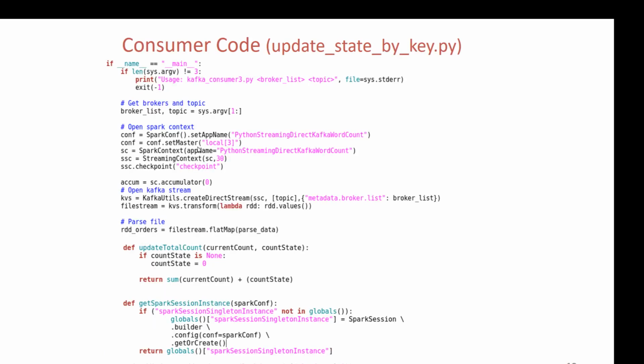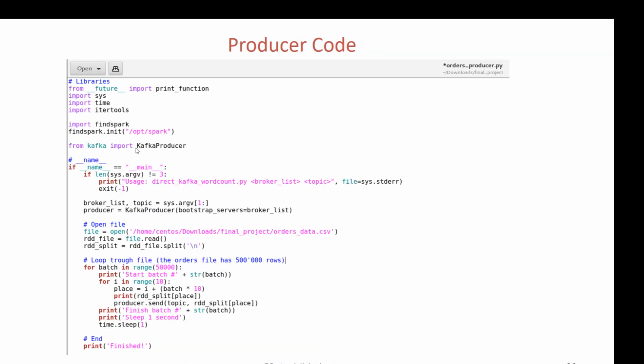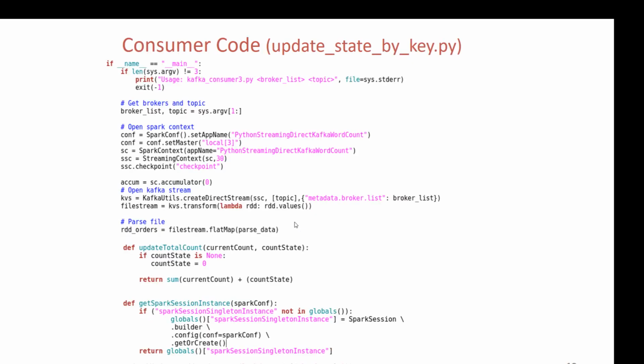I'm not showing all the consumer code right now, but this is one of the consumers, update state by key. And I'm trying to read all the Python. If we go behind, you see I'm using a Kafka producer. With the producer stream, I'm sending data onto the topic. Now, if I'm sending data onto the topic, I need someone to consume that data. So how do I consume it?